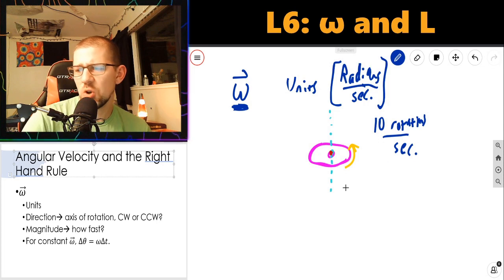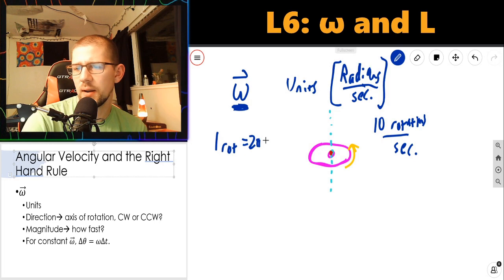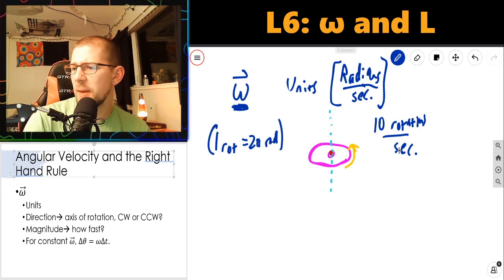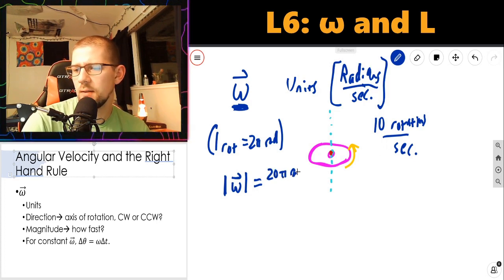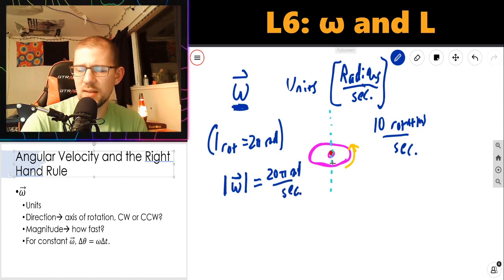One rotation is 2 pi radians. So that could be a good conversion to remember. One rotation equals 2 pi radians. So if my object is spinning at 10 rotations per second, that tells me that the magnitude of my angular velocity is 2 pi times 10 radians per second. So that's going to be 20 pi radians per second. Cool. That's telling me how quickly this disk is rotating around this pivot point in the center.